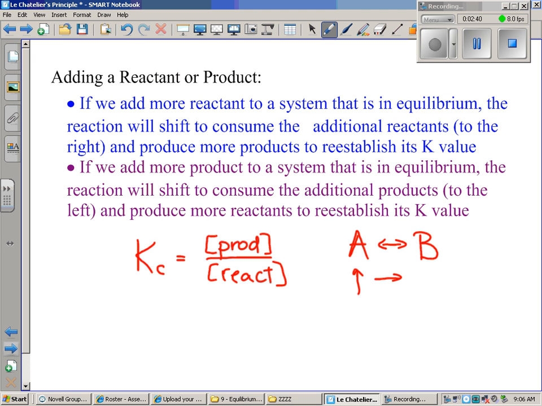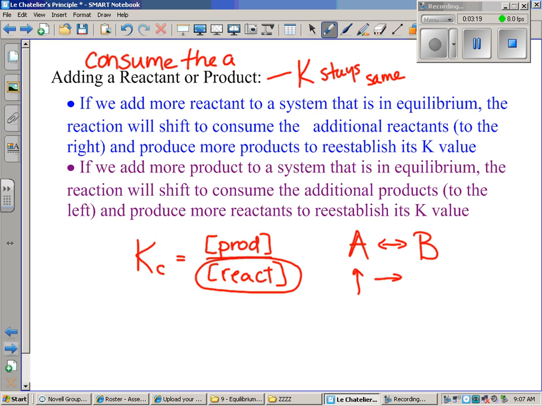So if you increase the concentration of either a reactant or product, the reaction will actually shift to consume the added reactant. Otherwise, this part here of your ratio would increase and your K would change. A very important part about adding a reactant or a product is that K stays the same. It will go back to the same K value that it had before. Okay, so if you add a reactant or a product, the reaction is going to consume the added substance. Okay, it will always consume.